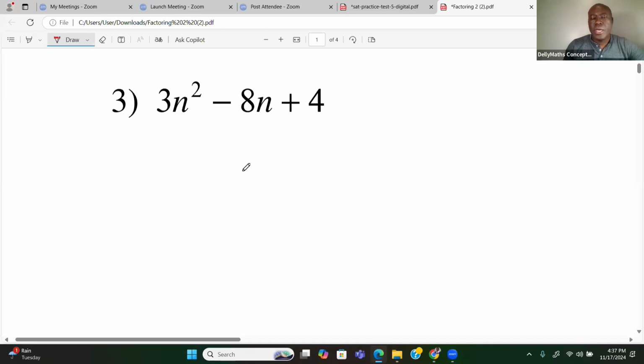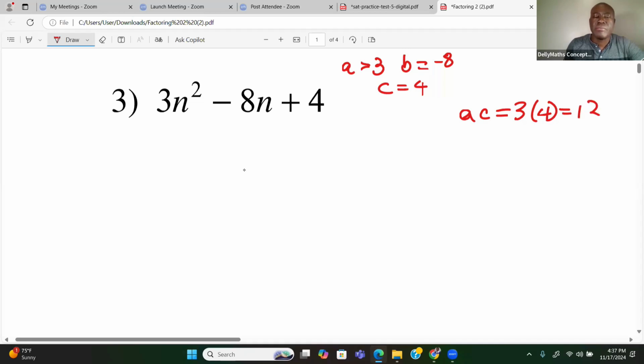Okay, so in this case, we're noticing that there is nothing common apart from 1 to our A, B, and our C. So A is 3, B is negative 8, and C is equal to 4. Let's see what our AC value is. It's 3 times 4, and that is positive 12.